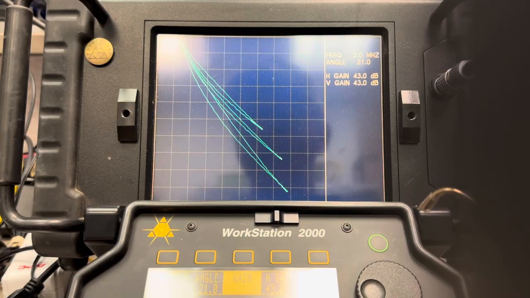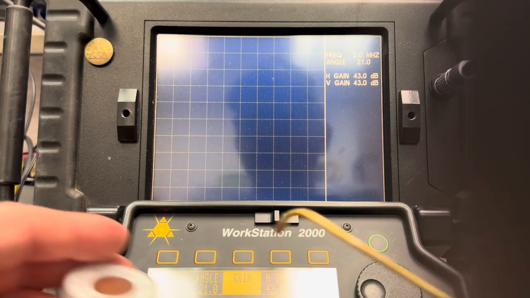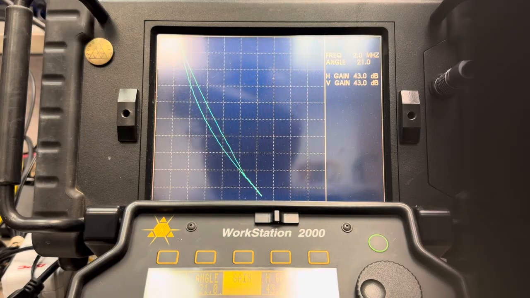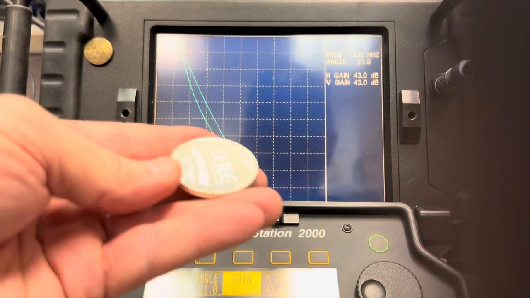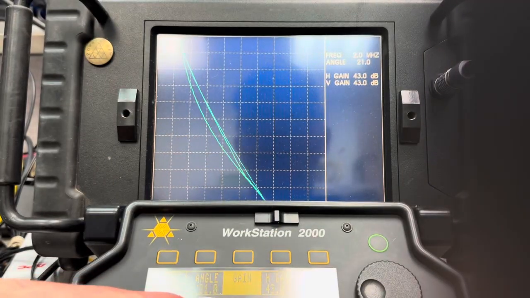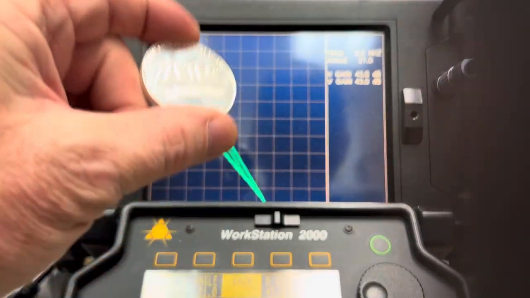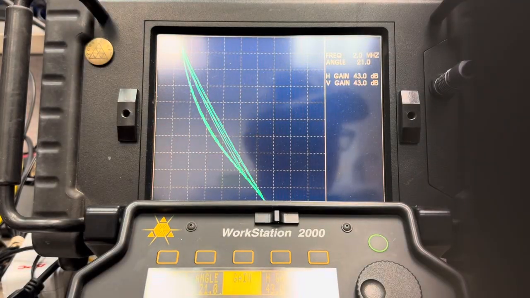But just to recap, if I compare the copper and the silver, they're right on top of each other. So to separate high conductivity materials, you need a low test frequency.